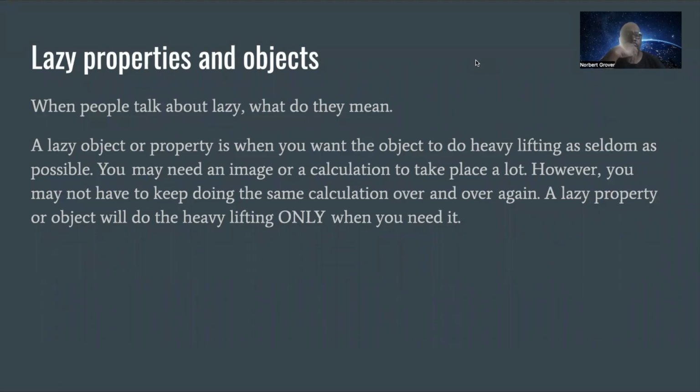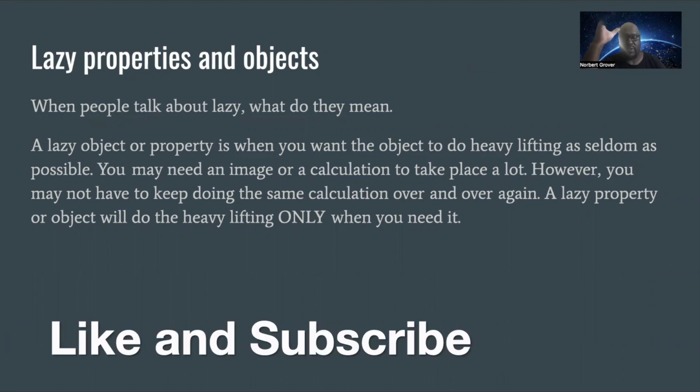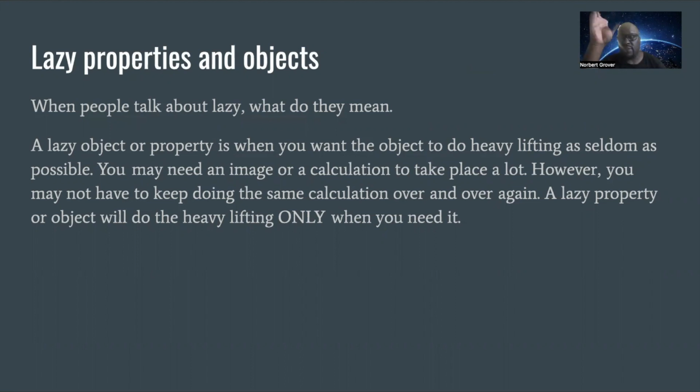Okay, so now we're going to talk about lazy properties and objects and how that benefits you. When people talk about lazy, what do they mean? A lazy object or property is when you want the object to do some heavy lifting, and you want to do heavy lifting as seldom as possible.